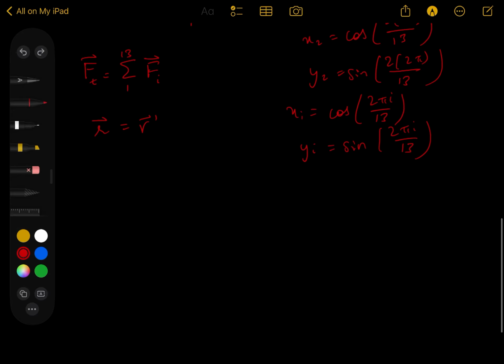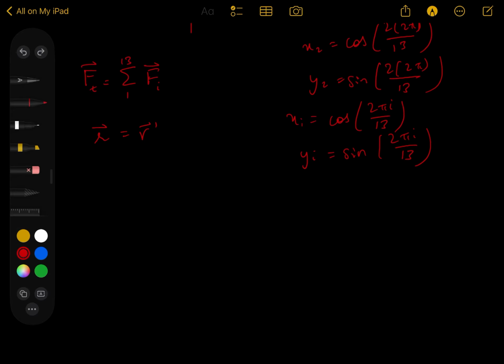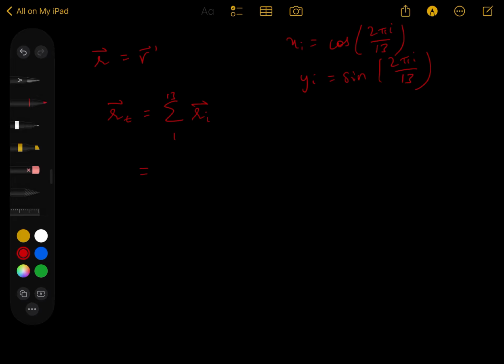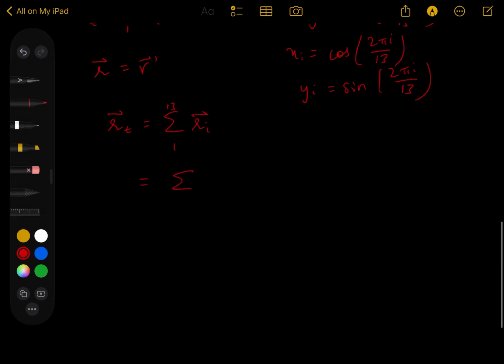And so we can just think of this as being, well, if we take this as the position vector, then we can just say that the direction of the force is just going to be the sum of the directions of all the individual vectors. And so let's go ahead and do that. So we'll take this, and we get cos of 2 pi i by 13, and we'll just say x hat, which is the unit vector in the x direction.